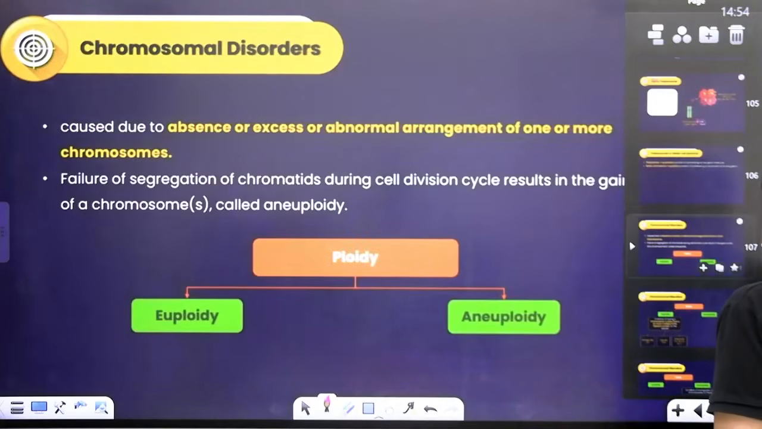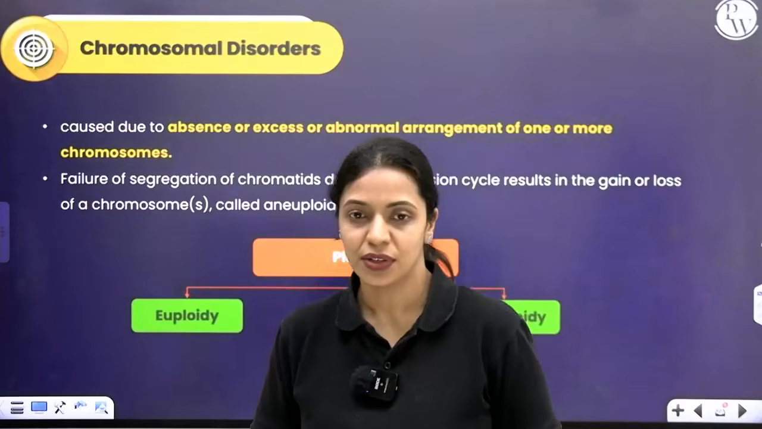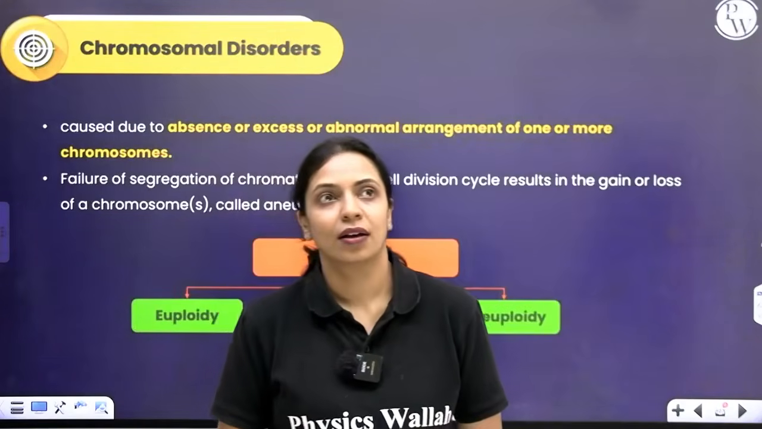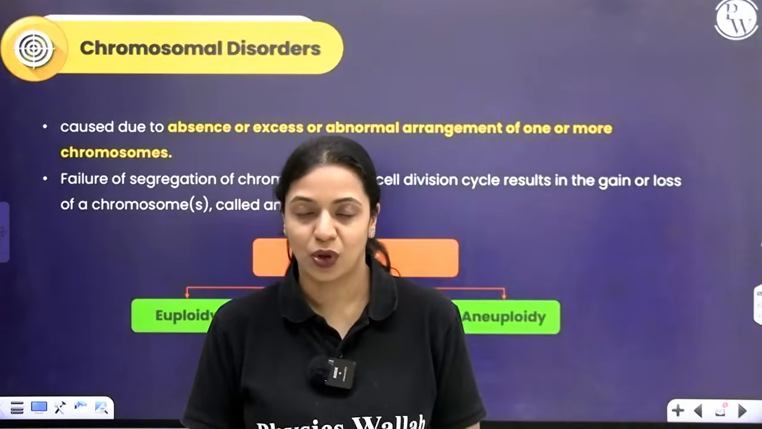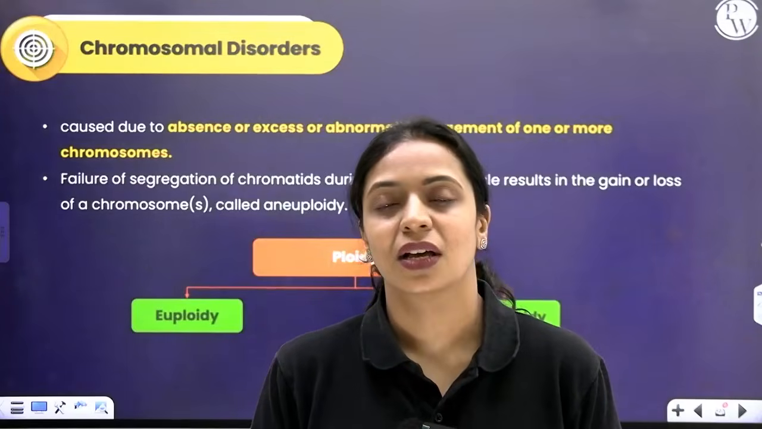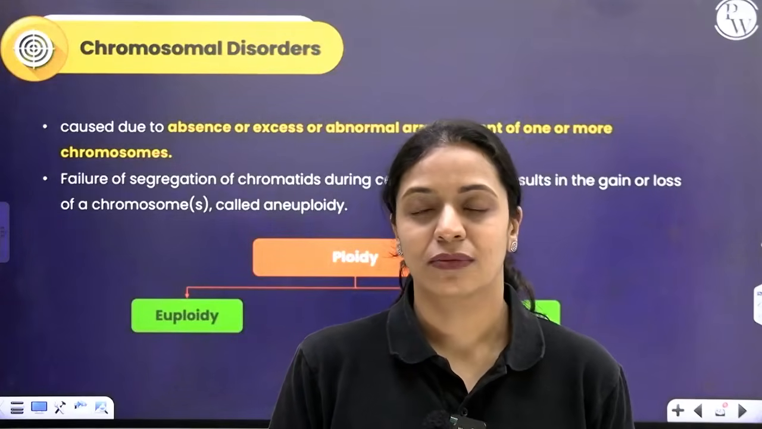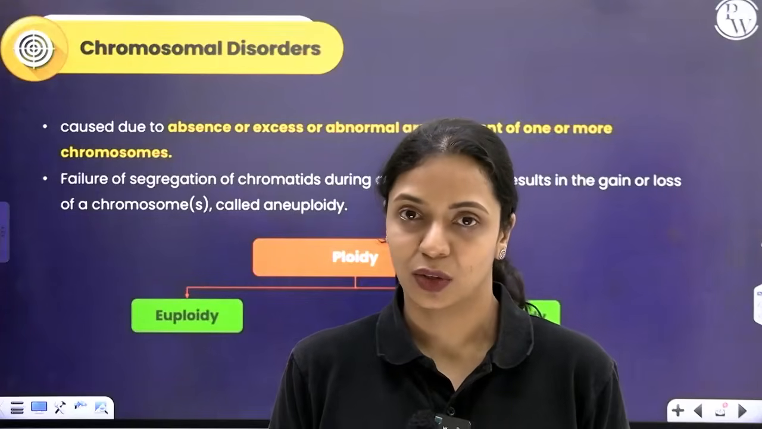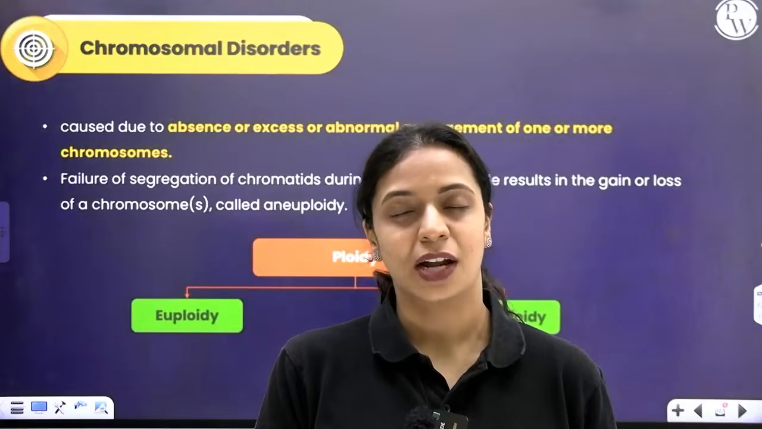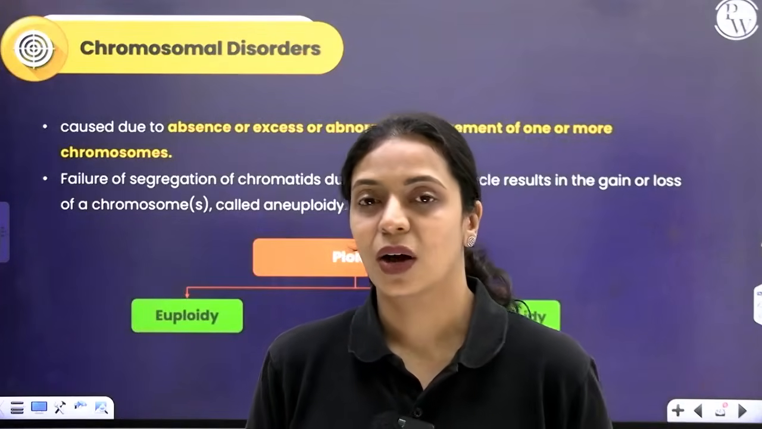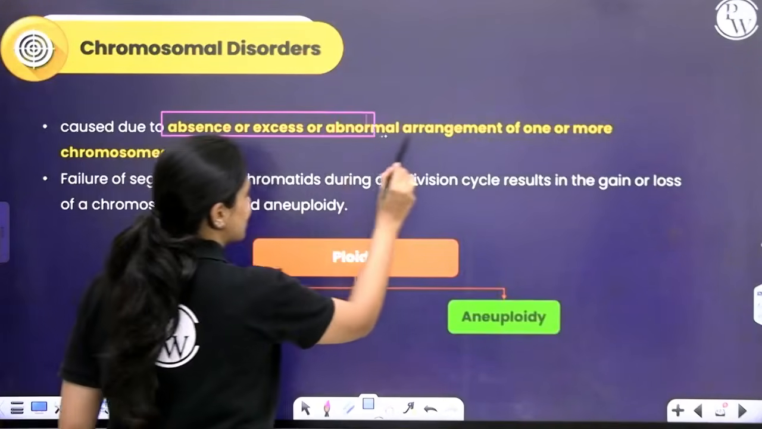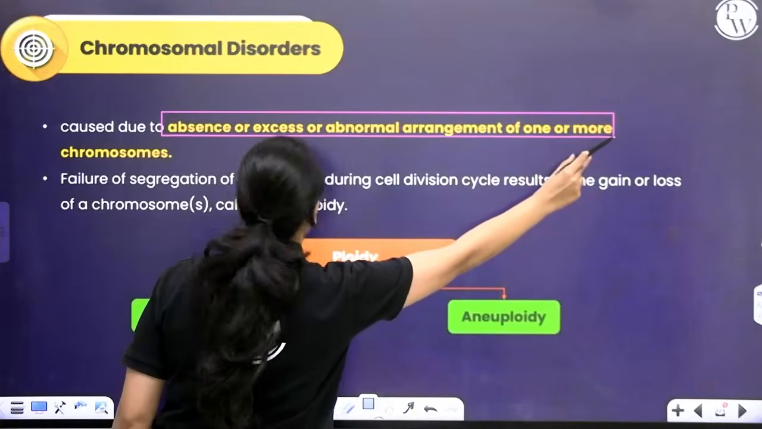Now, that's about Mendelian disorders. Now let's talk about chromosomal disorders. Chromosomal disorders happen for a variety of reasons. Normally we are supposed to have 46 chromosomes, 44 autosomes and 2 sex chromosomes. But sometimes humans can have one more or less chromosome than the normal, which can cause chromosomal disorders. That is what we're going to learn about in your syllabus, but there are many different chromosomal disorders that can happen for other reasons as well. So it is caused due to absence or excess or abnormal arrangement of one or more chromosomes.